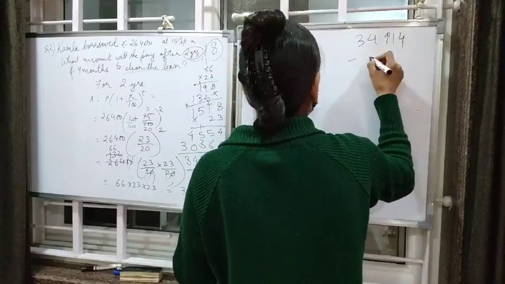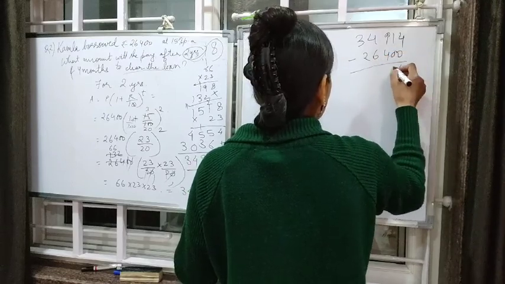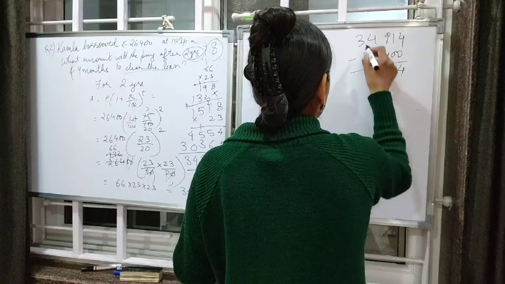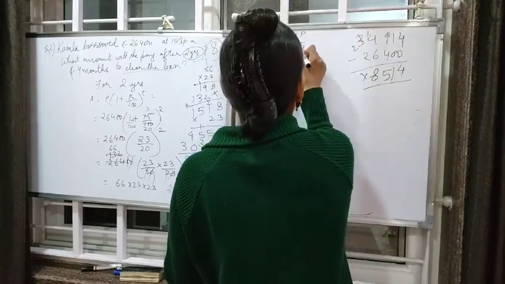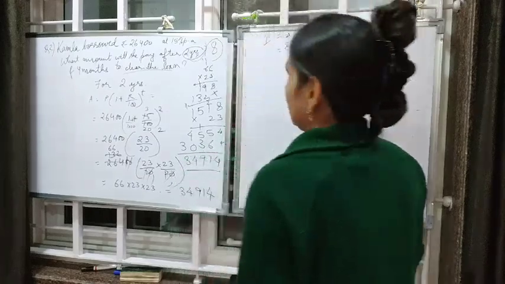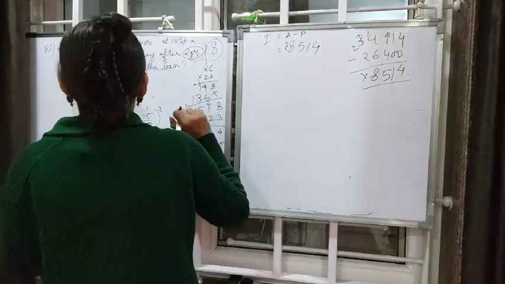34914 minus 26400. So 8514 is your interest for 2 years. Now we find out the interest for 4 months.